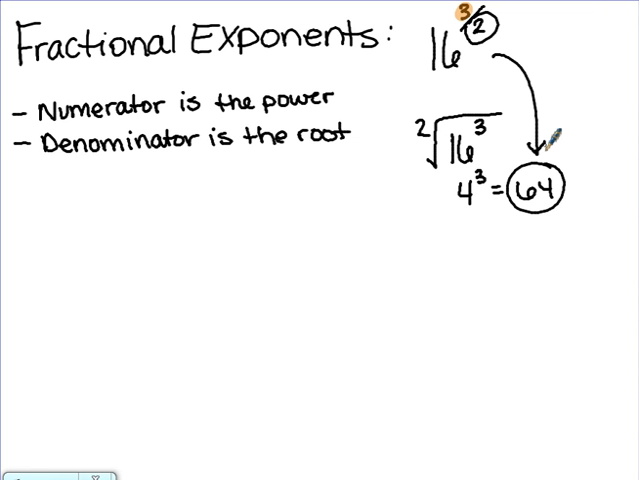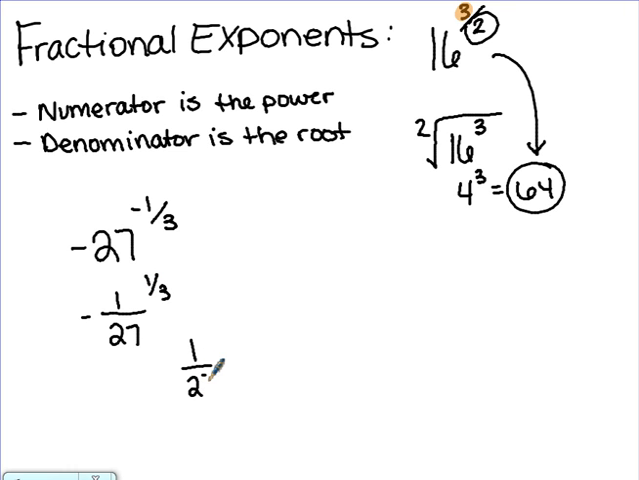Let's look at another one. We've got negative 27 to the negative 1/3. Now, remember, when you have a negative exponent, to make it positive, you put it over 1. So this is 1 over 27 to the 1/3. The numerator is the power, the denominator is the root. So we are taking 1/27 and raising it to the 1st power, and we are cube rooting it. 1 is the power, 3 is the root.